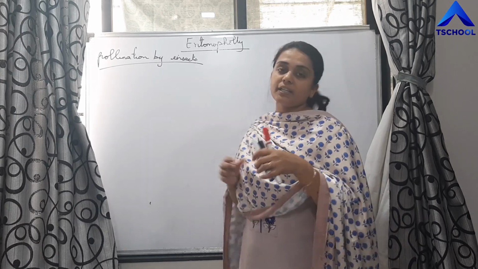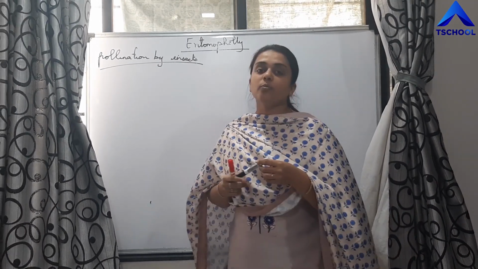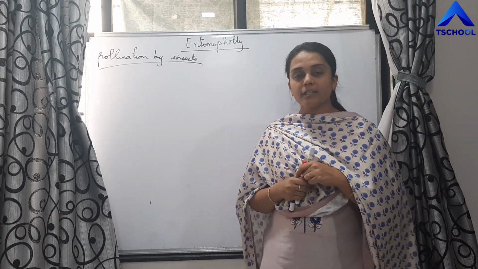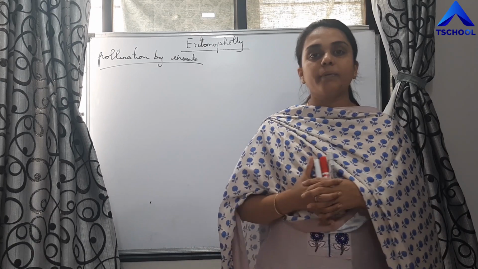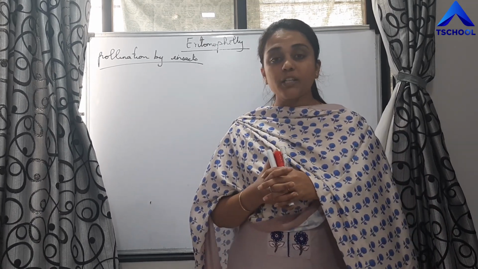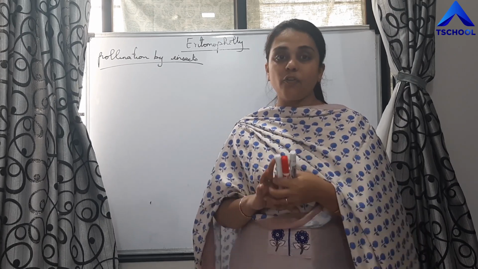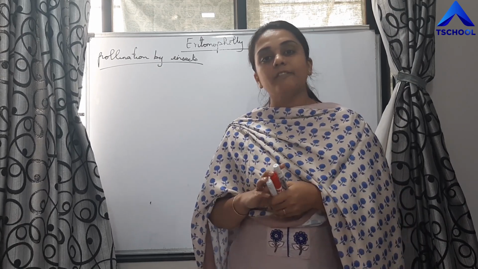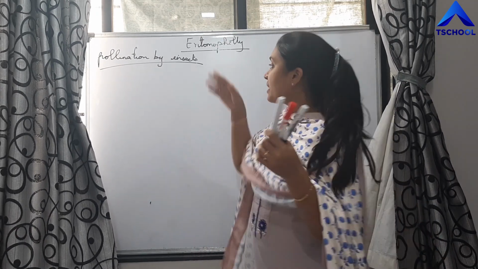Our next topic is entomophily. What is the meaning of entomophily? Entomophily means pollination by insects. So students, we have studied about the abiotic components which are helping in pollination, that is wind and water, and what are the specializations that the flowers possess to adapt for pollination by wind and water. That also we have studied. We have studied it with examples.